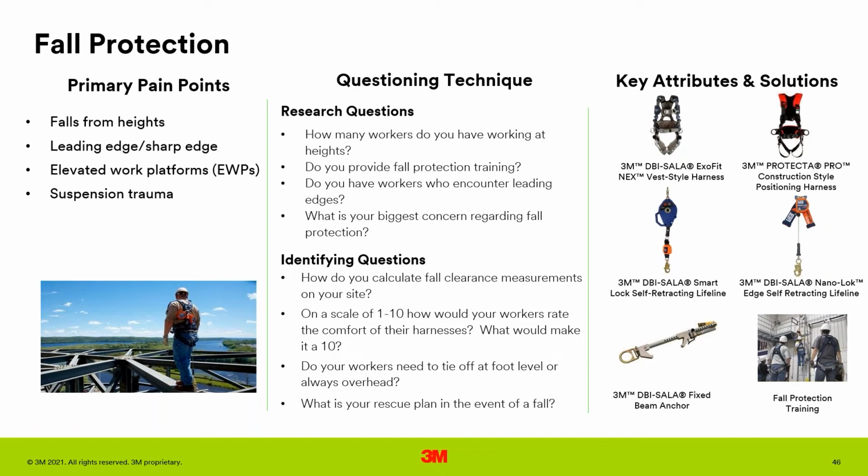So let's look at some key attributes and solutions here. We've got a variety: our harnesses, some SRLs, some anchor beams, and then of course our fall protection training. I'm going to focus on a couple here, and one, obviously the go-to, is harnesses, right? They're obvious for fall protection. And we're showing our ExoFit and our Protecta brands here.